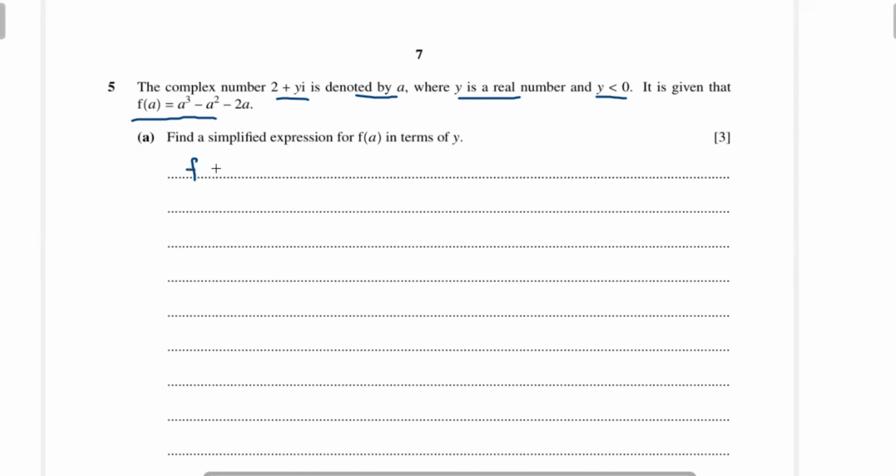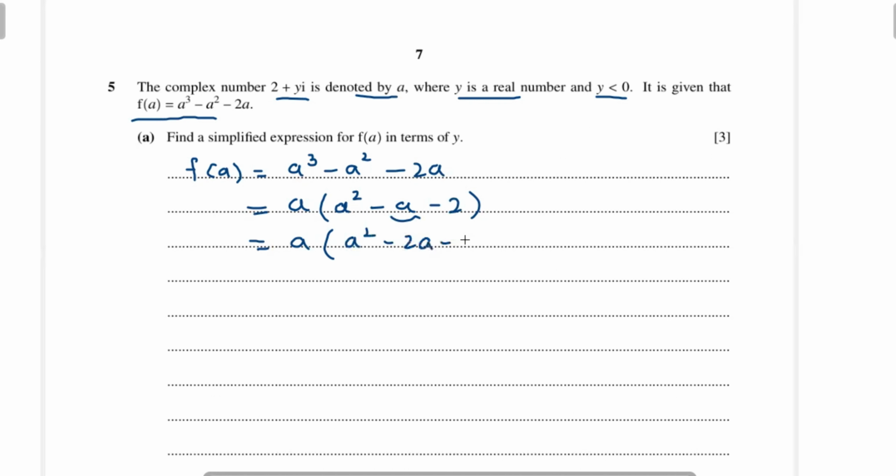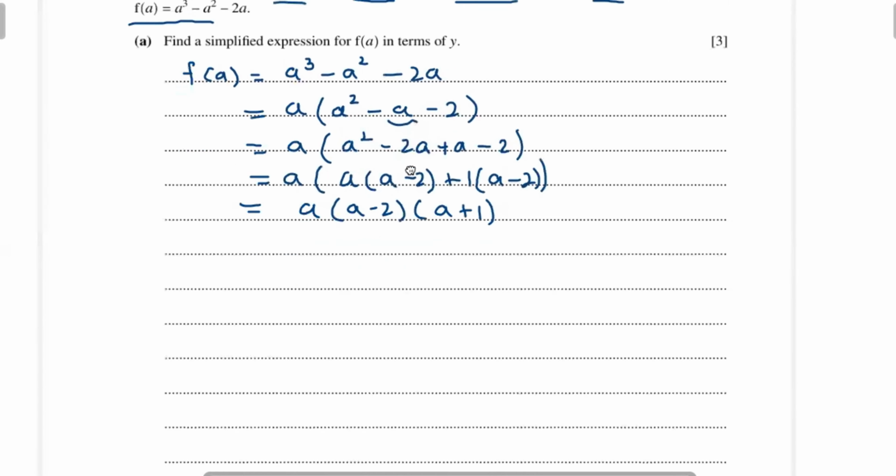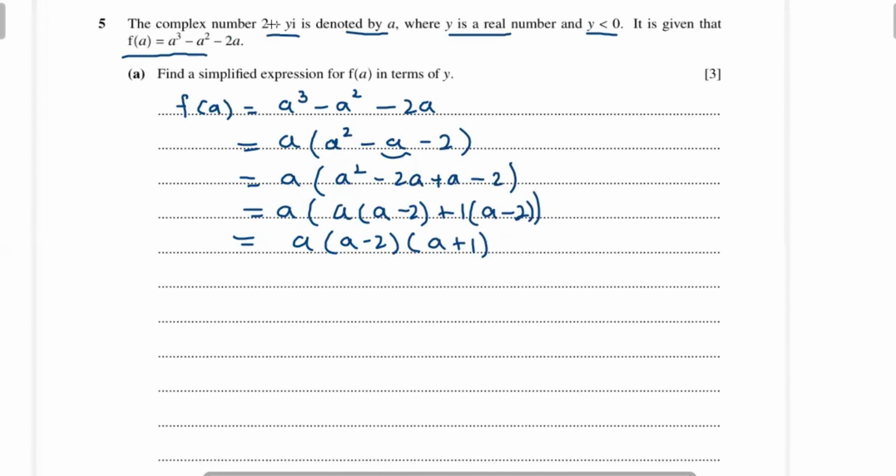Now you see here f of a is equal to a cubed minus a squared minus 2a, and we simplify this expression first. We take a as a common factor: a times (a squared minus a minus 2). Now we can factorize this: a squared minus 2a plus a minus 2. Taking common factors, we get a times (a minus 2) times (a plus 1). After solving in this form, it will be easy to substitute the value.